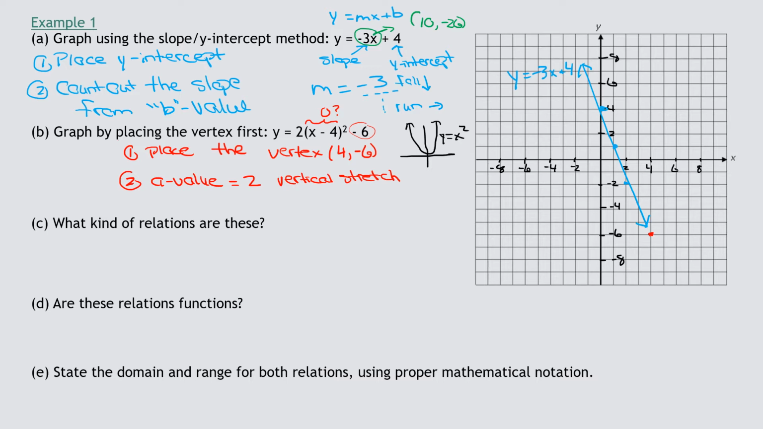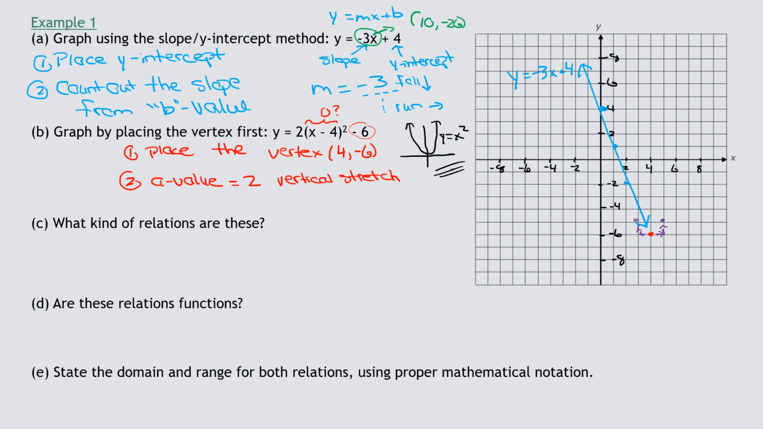So my a value is a 2. Let's talk first about this one here, our parent graph. If I had that graph and I was graphing it, this is what I would do. This is one way I teach it. I would go to the vertex, and then I would go over 1 unit to the right and 1 unit up, and I would put a dot there. And I would do that in both directions because of symmetry. 1 unit to the left and 1 unit up, and I would put a dot there.